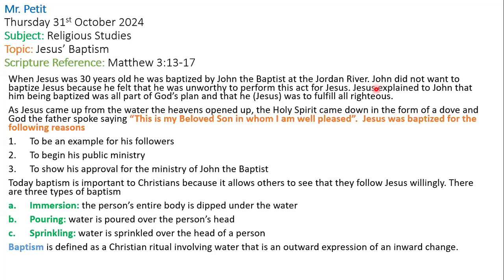What took place as Jesus came up out of the water? The heavens opened up, and the Holy Spirit came down in the form of a dove, and God spoke, saying, "This is my beloved Son, in whom I am well pleased." Very good. The heavens opened, the Holy Spirit descended as a dove, and he received the commendation. So God himself spoke.